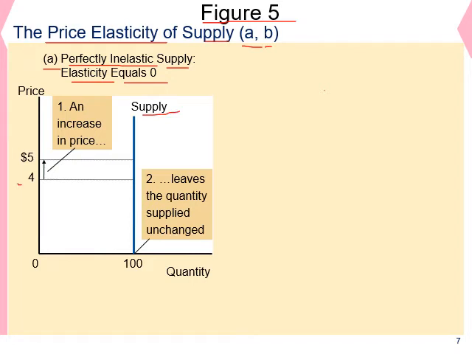So when there is an increase in the price, for instance, from $4 to $5, this leaves the quantity supplied unchanged. This will be the case, for instance, of prescription drugs, where the price doesn't matter. At any price, you're still going to buy the same quantity of drugs that you buy every month as a prescription.